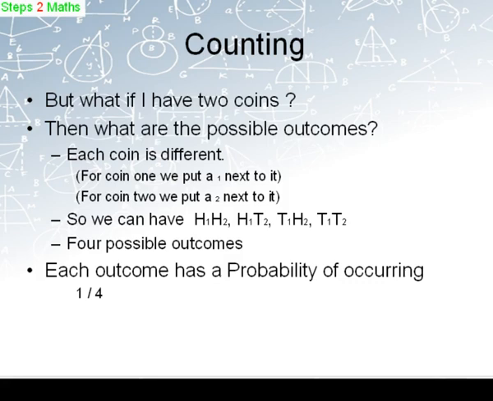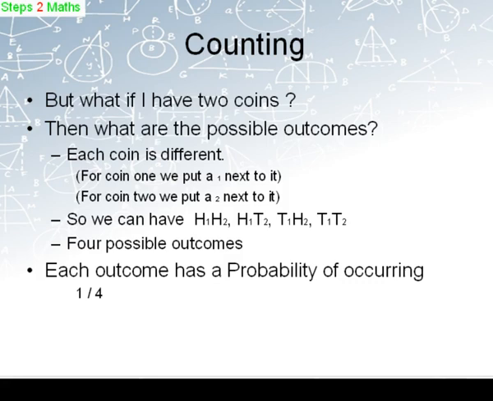Well, I could get two heads: a heads in the first coin and a heads in the second coin. I could get a heads and a tails: a heads in the first coin and a tails in the second coin. I could get tails in the first coin, heads on the second coin. Or I could get tails on the first and the second coin. So there are 4 possible outcomes there: heads and heads, heads and tails, tails and heads, tails and tails. And each outcome is equally likely.